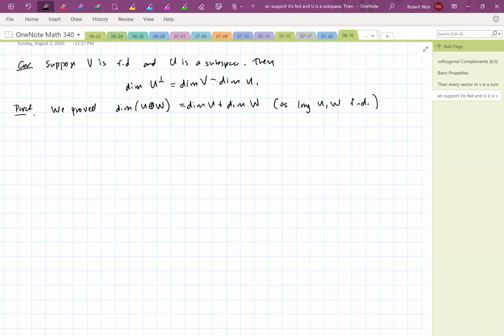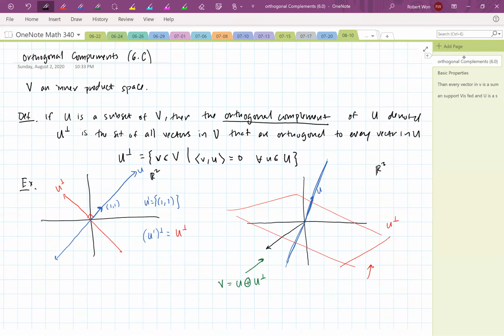So I think now we're getting what our intuition said we should get from this geometric picture, that you can break up V into a subspace and its orthogonal complement, and therefore the dimensions need to add up to the correct thing. It's a thing that we noticed even when we were just drawing these pictures.